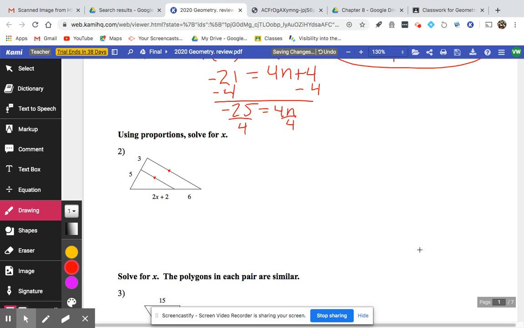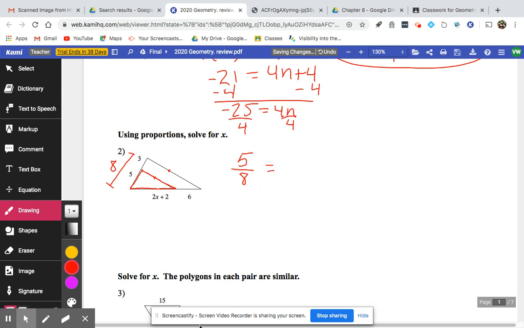Number 2, using proportions, solve for x. Here's how I'm going to do this one. I'm going to focus on this triangle, and I'm going to put that number on the top. So 5. I'm going to use this side because we know that side. 5 over... now what goes on the bottom? What goes on the bottom is the longer side here. To find that, you just take 5 plus 3 and you get 8. So we have 5/8 equals.